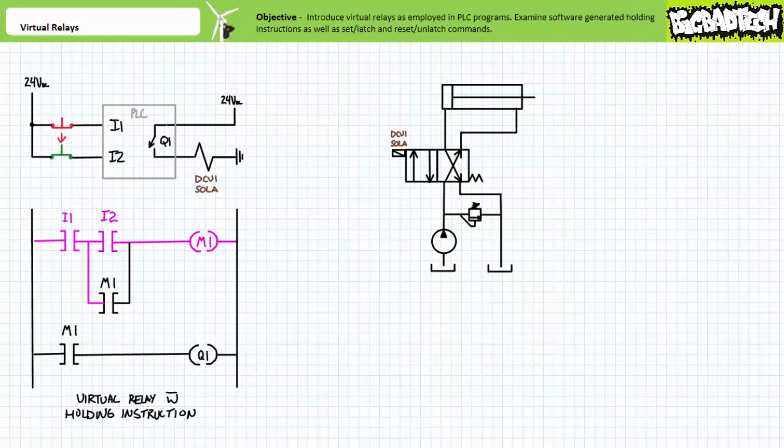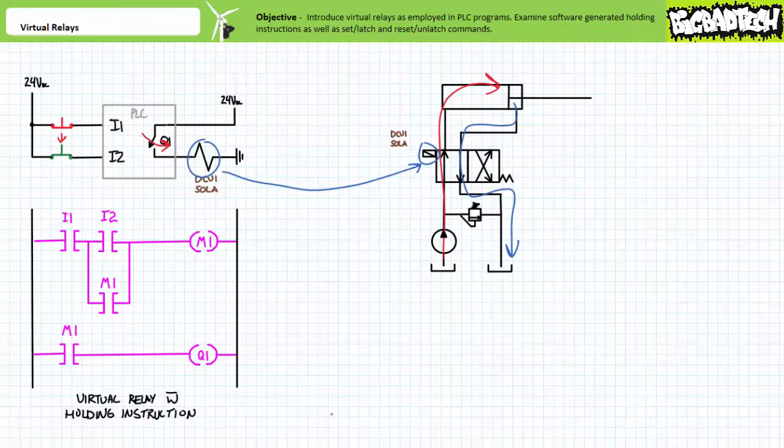When an operator actuates the green push button, the make instruction examining input 2 now permits logical continuity onto virtual relay M1. The coil of virtual relay M1 is energized. The make instructions examining virtual relay M1 in both rungs 2 and 3 permit logical continuity and simultaneously establish a holding circuit and energize output Q1.